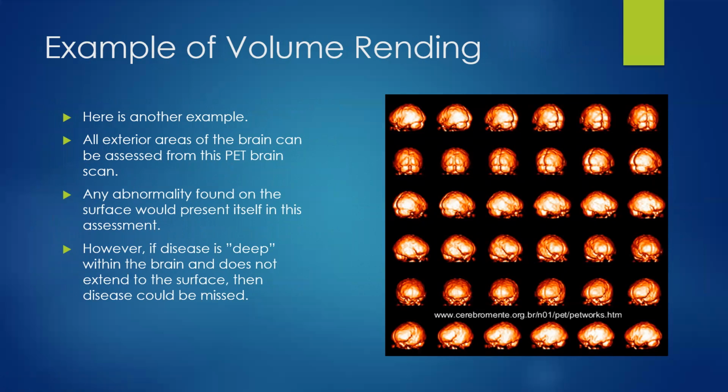And I think it's great to actually assess a brain in this fashion. There's only one issue that I see in it, and that is what happens if the disease is deep within the brain, right? And it does not extend to the surface of the brain. Are you going to miss disease? Because I think you would. So again, surface rendering, volume rendering, an interesting program that you all are probably utilizing at your facility.